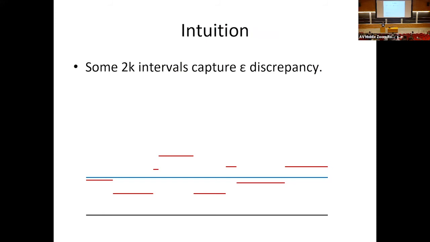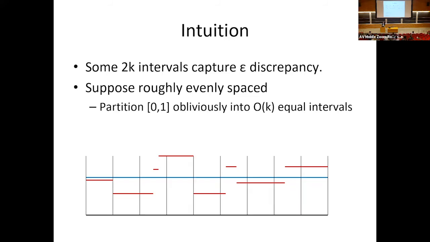Okay, so what's the intuition? We know that there are some 2k intervals that capture a total of epsilon discrepancy between P and Q, at least in the soundness case. This is what we're trying to see if it exists. Now, suppose that these are roughly evenly spaced. I mean, these intervals are clearly not exactly evenly spaced, but it's good enough. Then if we partition [0, 1] obliviously into O(k) intervals, it's not going to capture all of the discrepancy, but it's going to capture a reasonable amount of the discrepancy.